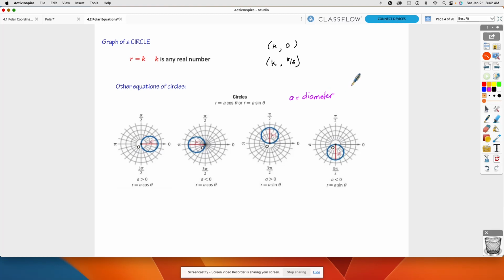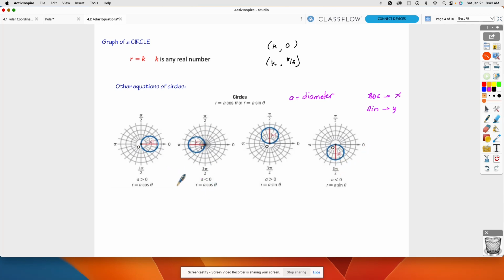Now, this a here represents the diameter of the circle. There are different cases. Now, take note that we always associate cosine with the x, and we always associate the sine with the y. So the x-axis is the horizontal, and the y-axis is the vertical.